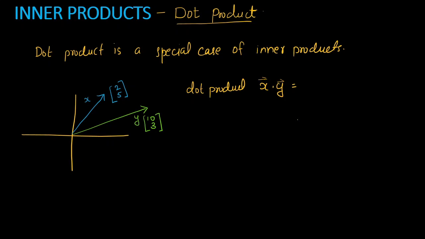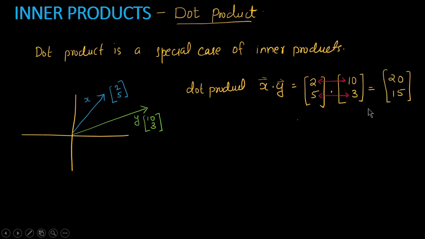To take the dot product, we write the vectors like this. This is x and this is y. This is not normal matrix multiplication. Instead, we are multiplying the corresponding elements. The first element of the first vector with the first element of the second vector, so 2 into 10 will be done. Then 5 into 3 will be done. We take the sum of these two elements, 20 plus 15, and the answer will be 35. So that is the dot product of x dot y.